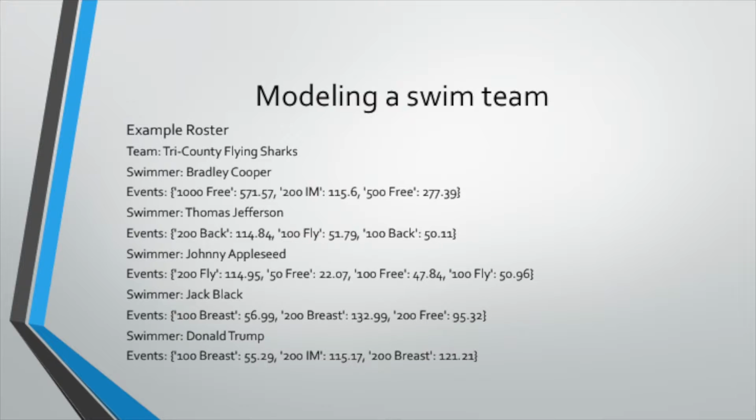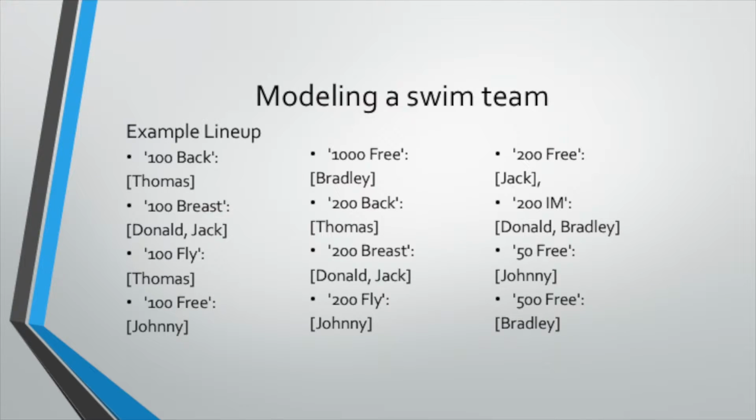Here we have an example roster for the Tri-County Flying Sharks. This team has 5 swimmers: Bradley Cooper, Thomas Jefferson, Johnny Appleseed, Jack Black, and Donald Trump. And these are a list of their events and their best times. And here's an example lineup for the team for a potential meet that could happen. As you can see, there aren't more than 3 people in each event. Because the team was slim, there's usually only 1 or 2. And then each swimmer is only in 3 events maximum.